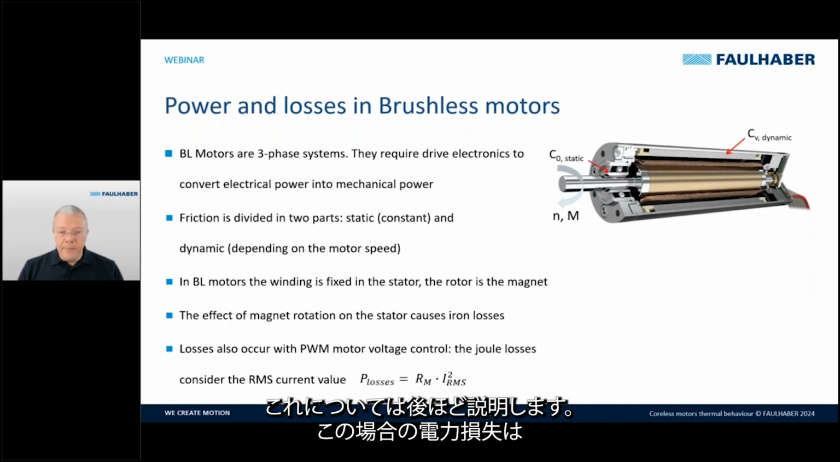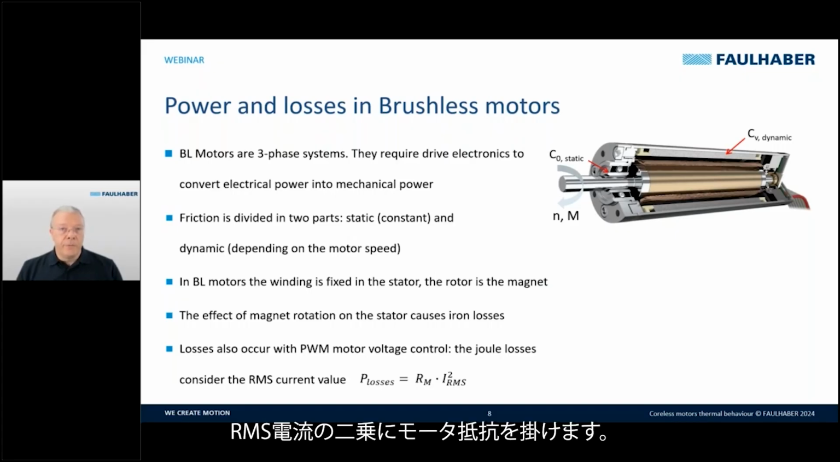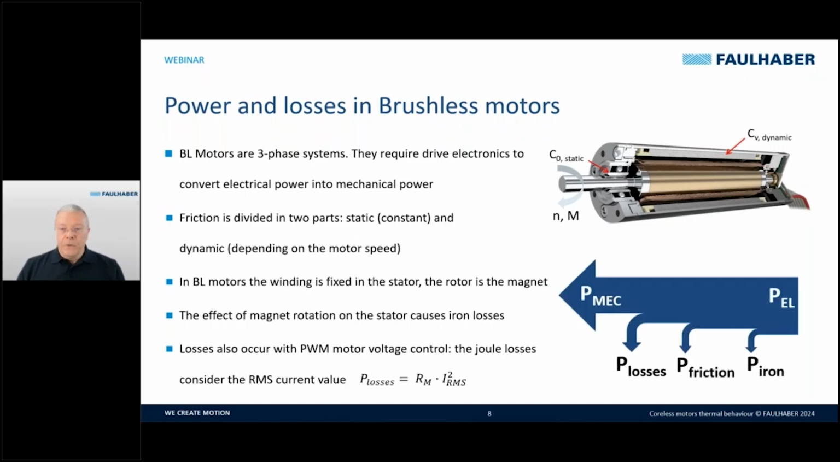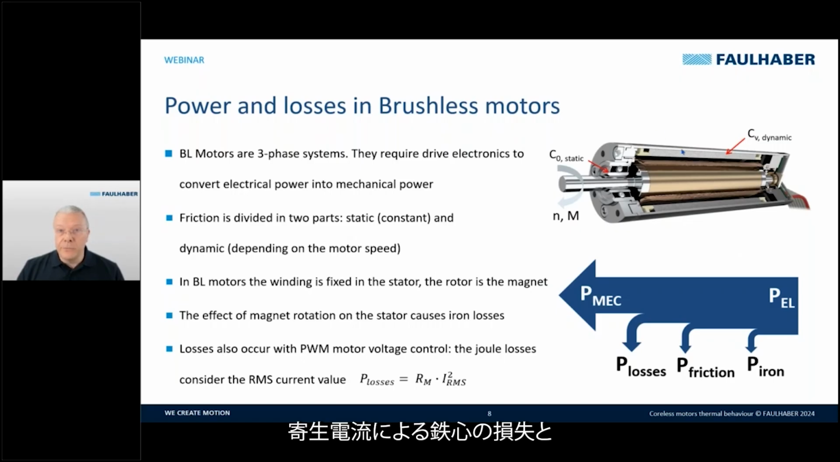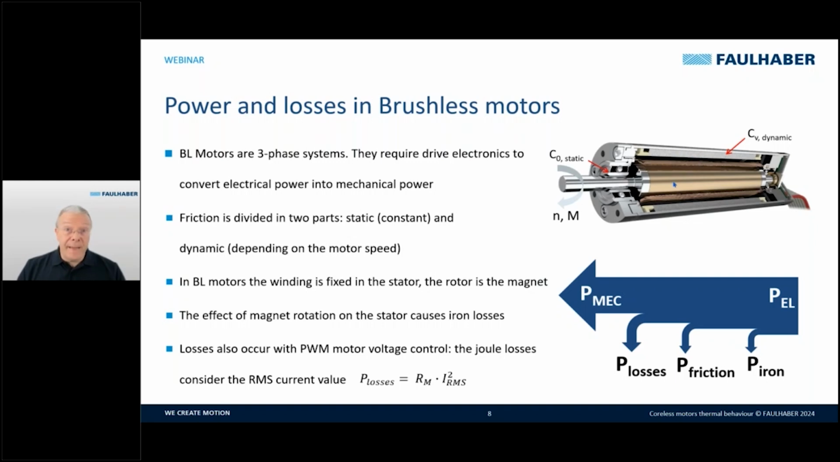And the power losses in this case, in a three-phase system, we have to calculate the RMS value of the current. Square of the RMS current times the motor resistance. This is the Joule effect losses. Also in this case, we deliver electrical power to the motor, which delivers mechanical power, but we have power losses due to the Joule effect, the friction losses, and the losses in the iron due to the parasitic current, to the eddy current generated by the motion of the magnet during rotation to the iron parts of the motor.